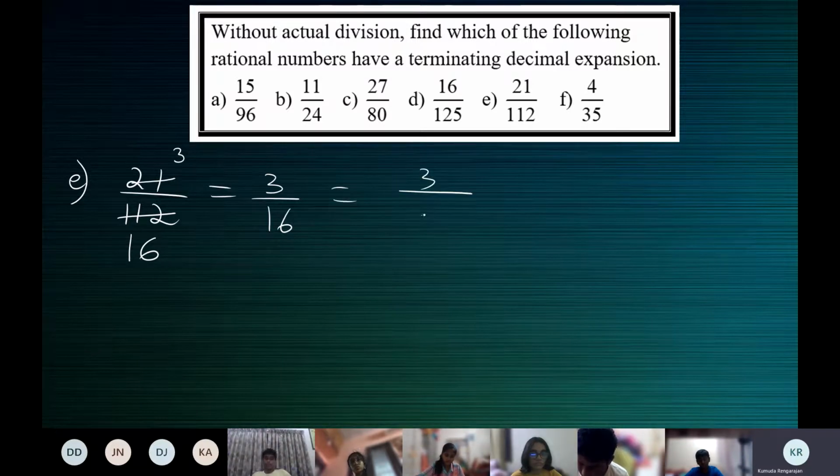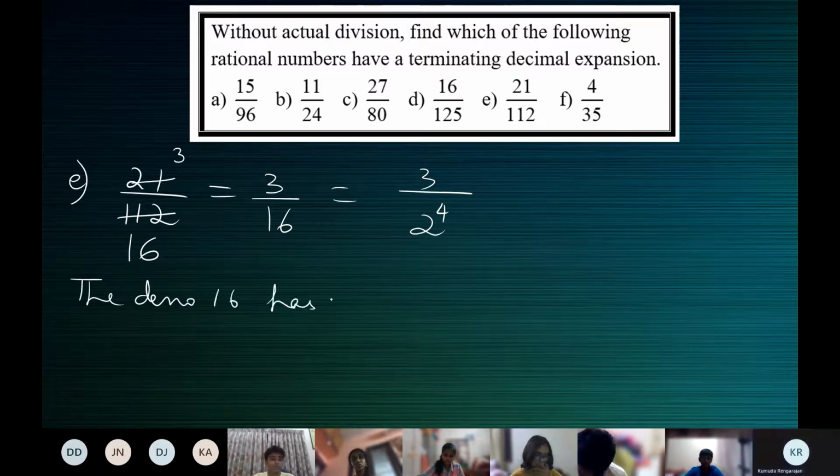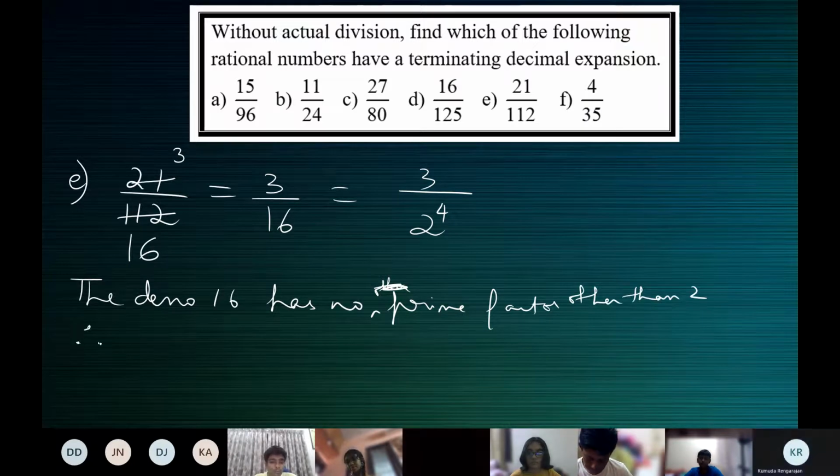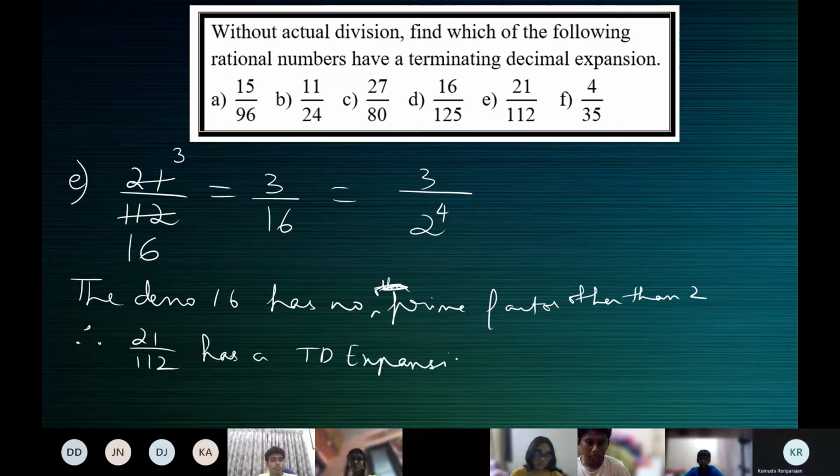And now it's 3 by, as Netra said, 2 to the power 4. So the denominator 16 has no prime factor other than 2. Therefore, 3 by 16 and 21 by 112, both are the same, so 21 by 112 has a terminating decimal expansion. That's all. Why is it so difficult? Ma'am, I actually forgot to simplify, so I got the wrong answer. Yeah, that is what is very crucial here. When you don't simplify, we'll end up with an incorrect answer.